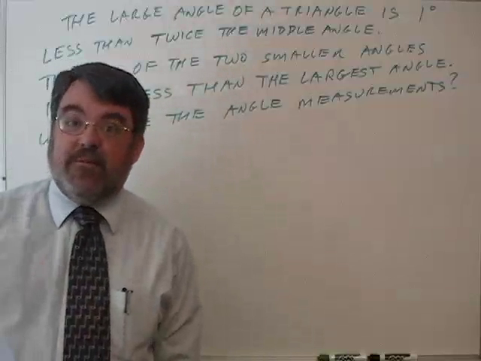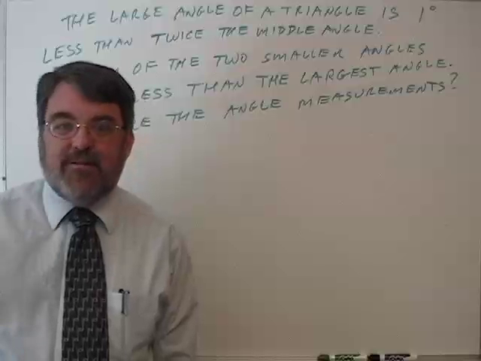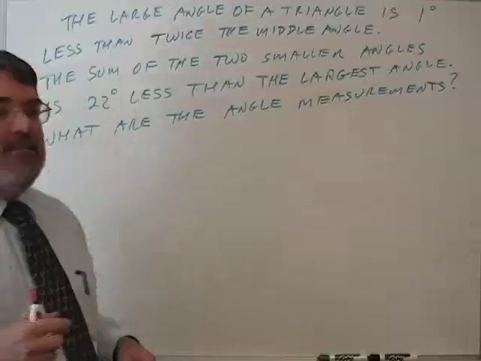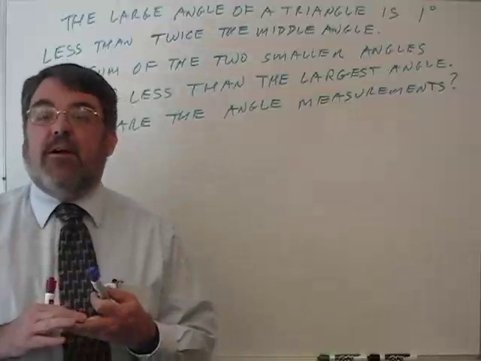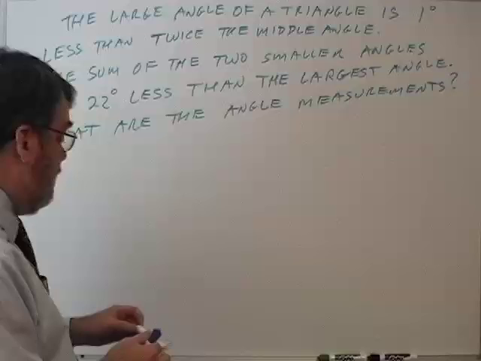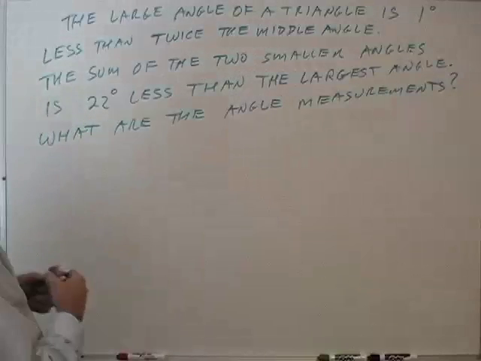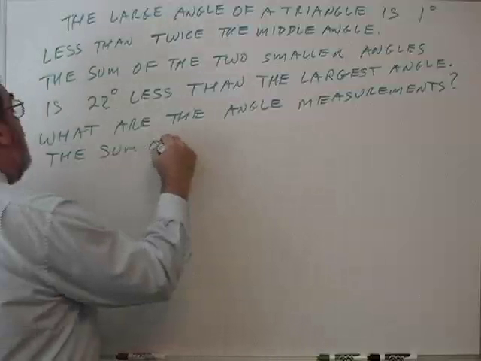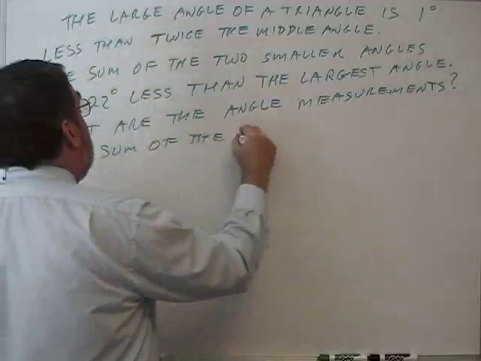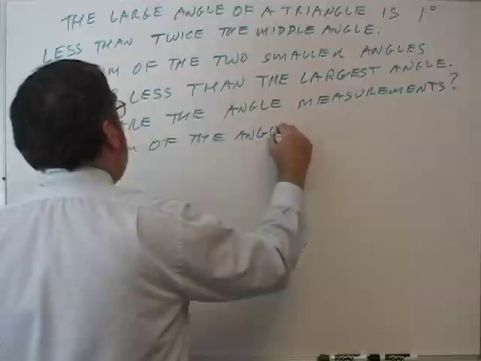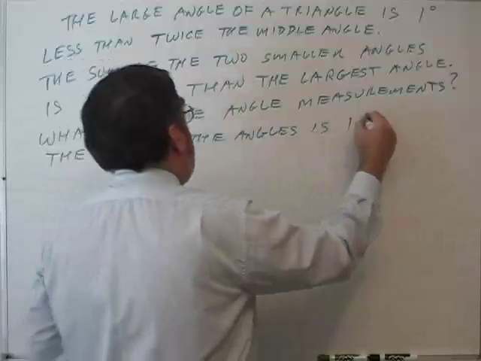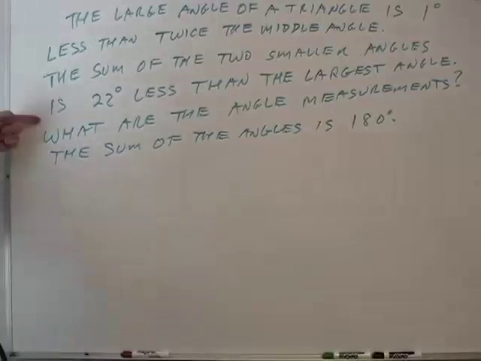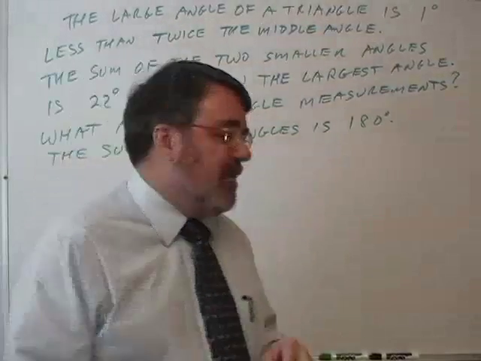What's the missing piece of information? Give you a minute to think about it. Okay, time's up. The sum of the angles in a triangle is 180 degrees. So I'll go ahead and write that in. The sum of the angles is 180 degrees. All right, now I should have this sentence before the question, shouldn't I?